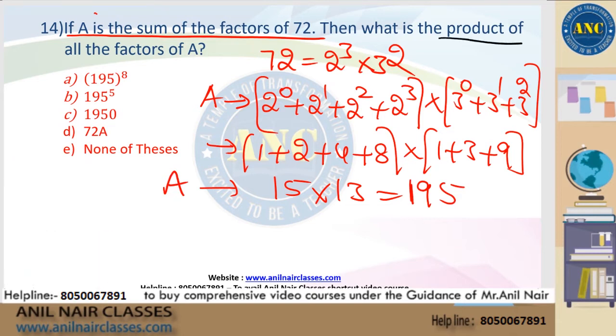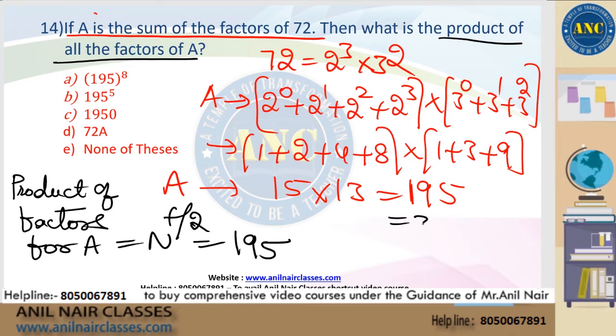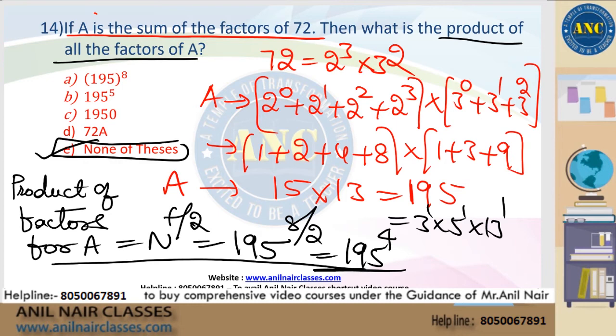What is the product of the factors for A? Product of the factors for a number is given by the logic: number power number of factors by 2. 195 is nothing but 3 into 5 into 13, so 8 factors, 8 by 2. Answer is 195 power 4. I hope the logic is clear.